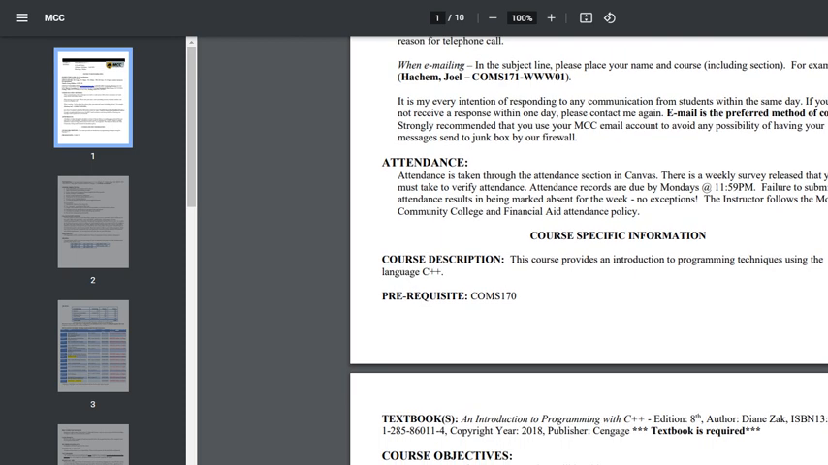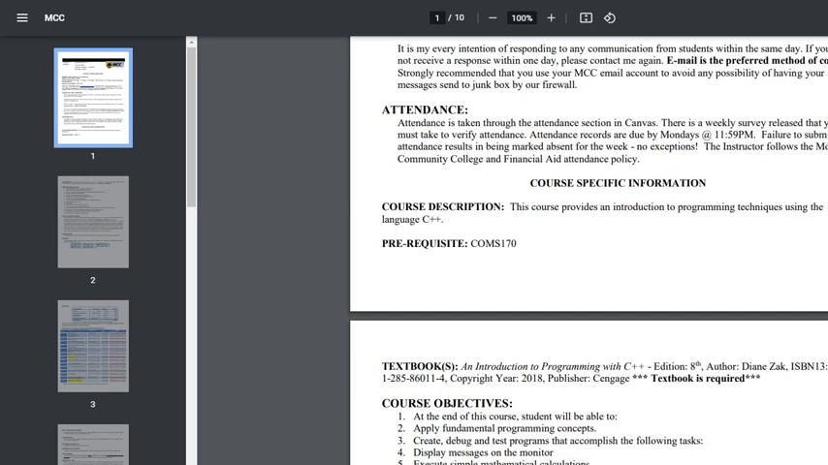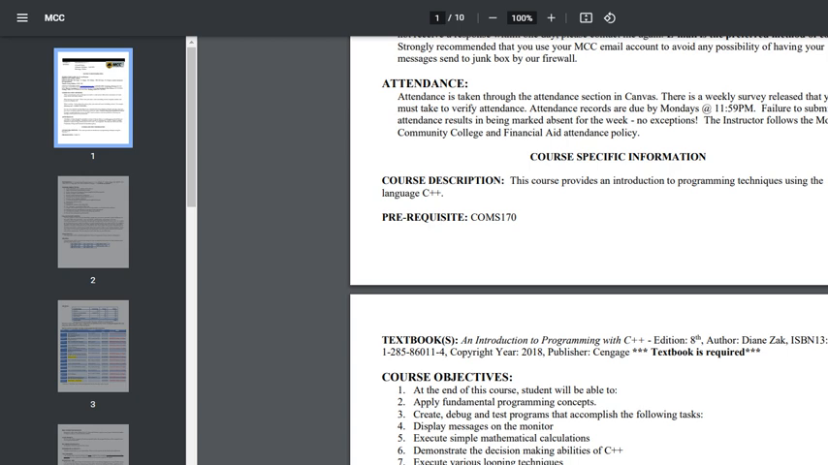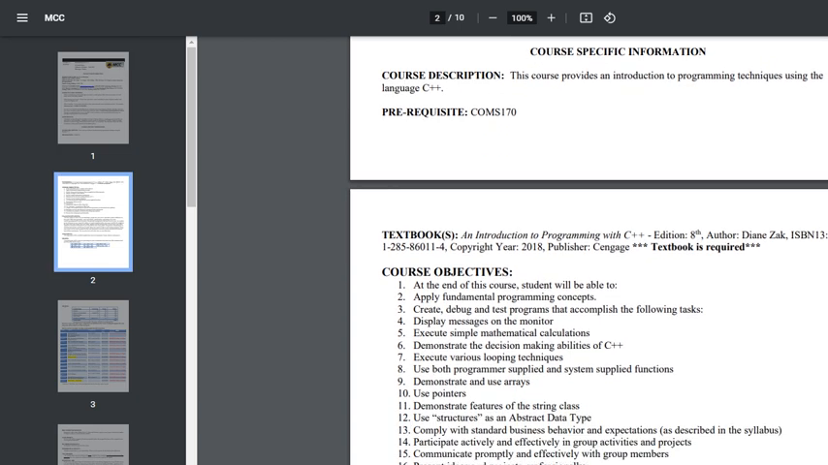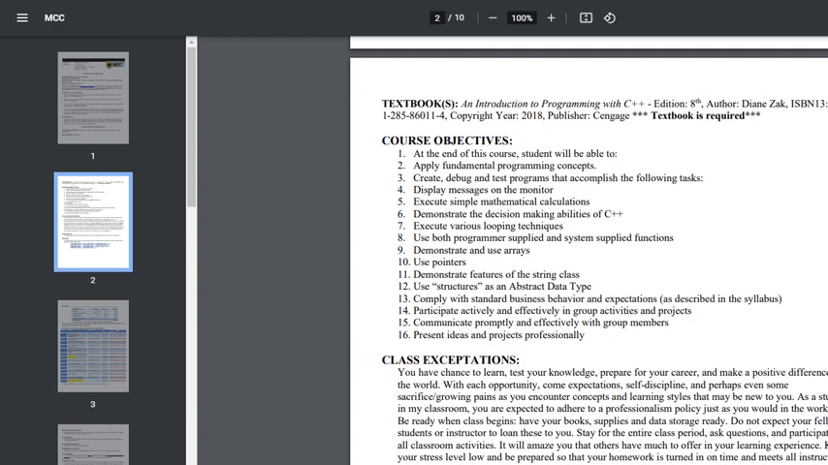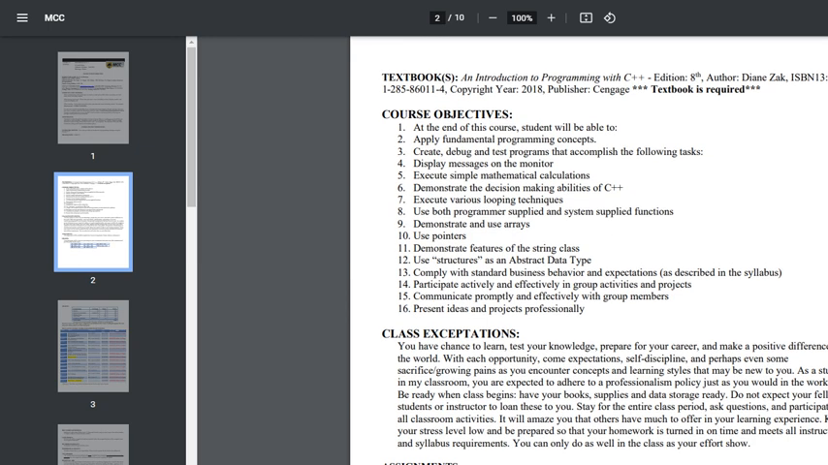The course provides an introduction to programming, and we'll be using C++ in this case. Textbook, you'll definitely need it. If you don't have it, you'll have to get it as soon as possible, because all your assignments, all your quizzes, everything that we'll do on a week-to-week basis is from the textbook. So if you don't have that, please get it as soon as possible.